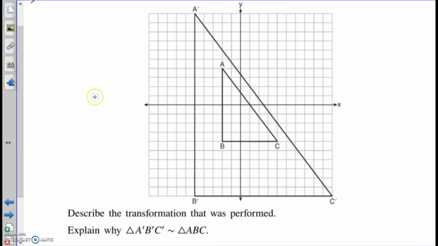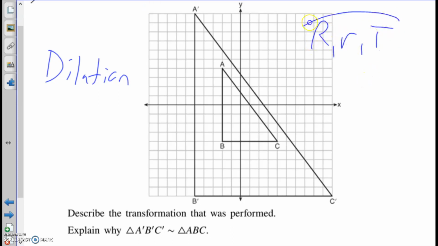There were a lot of people when this question was given on the Regents, I remember, that just said dilation. And that's true. We know that there are 4 types of transformations. There's rotations, reflections, and translations. Those are the rigid motions that don't change the size. A dilation is the one transformation that does. And it's pretty clear here that this is a different size. So it's definitely a dilation, but that didn't give you any credit because it says describe the transformation.